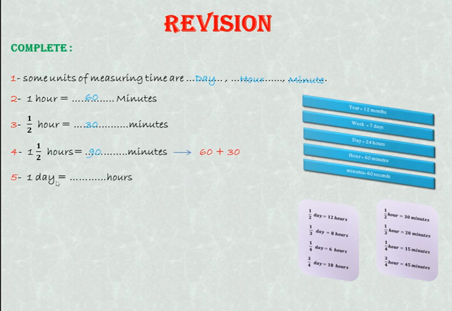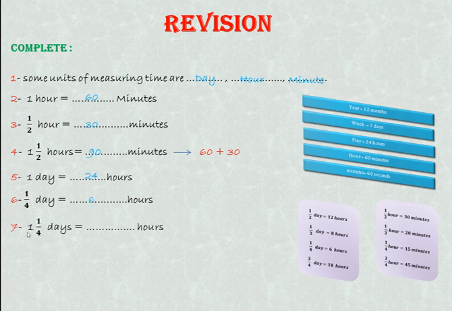Question number 5, 1 day, we know, is 24 hours. But what about quarter day? Quarter day equals how many hours? Quarter equals 6 hours. About question number 7, 1.25 days: 1 day equals 24, and quarter day equals 6. By adding the two numbers, 24 plus 6 equals 30 hours.